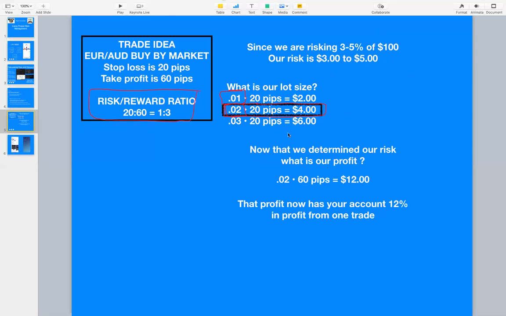Now that we determine our lot size, which is basically our risk, now we know how much we're risking. What is our profit? So 20 cents times our take profit level, which is 60 pips, grants us $12 profit. Now your account, when this trade hits take profit, whatever the case might be, that makes us 12% in profit, guys. So by risking 3 to 5%, we came up 12%. Guys, it's really as simple as that.